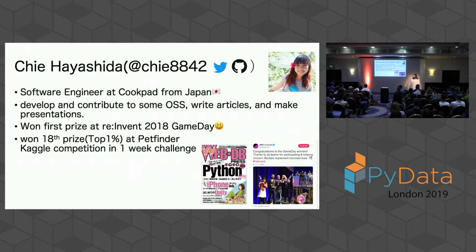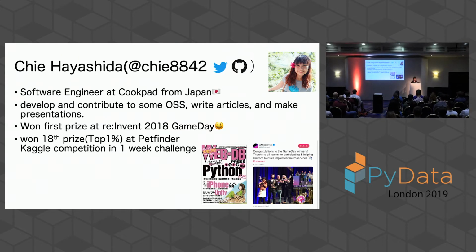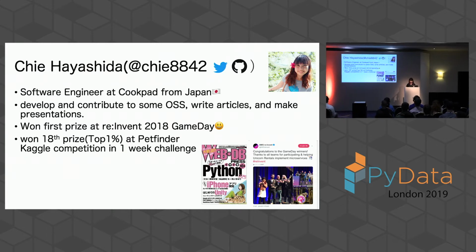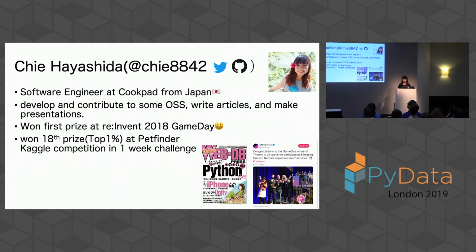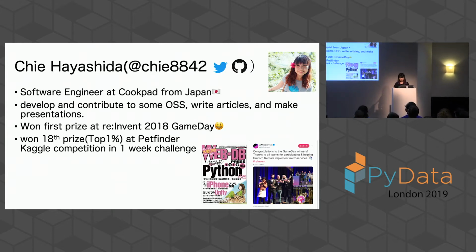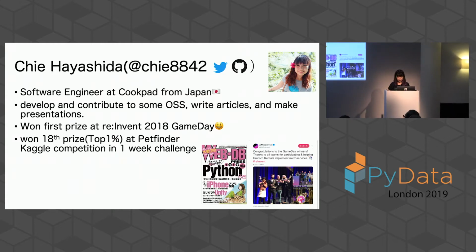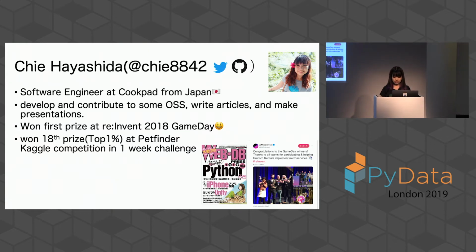At first, I introduce myself. I'm Chie Hayashida. I'm a software engineer at Cookpad. I'm from Japan, but Cookpad has a Bristol office, so I visited for a business trip. Currently, I'm working as a machine learning engineer, but my background includes Apache Spark and Apache Hadoop, and I like data engineering. And I'm a contributor to Apache Spark and TensorFlow and so on.